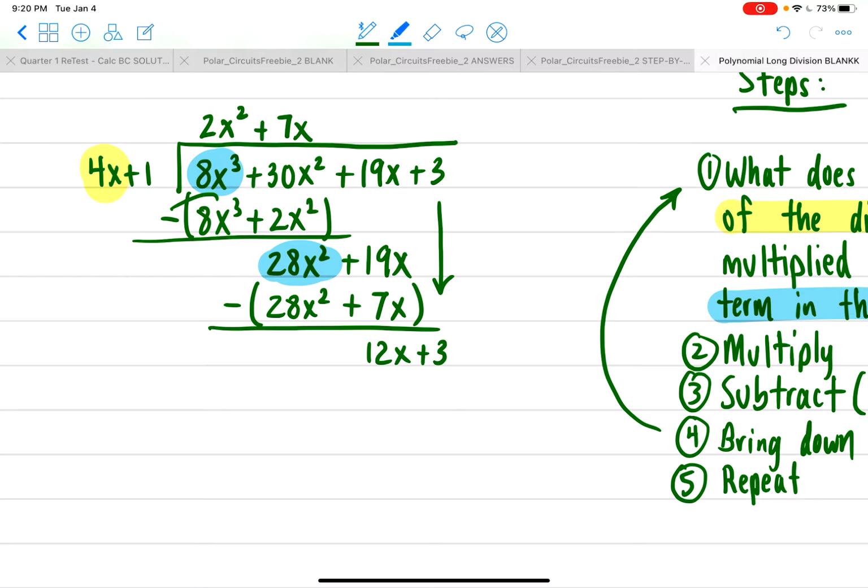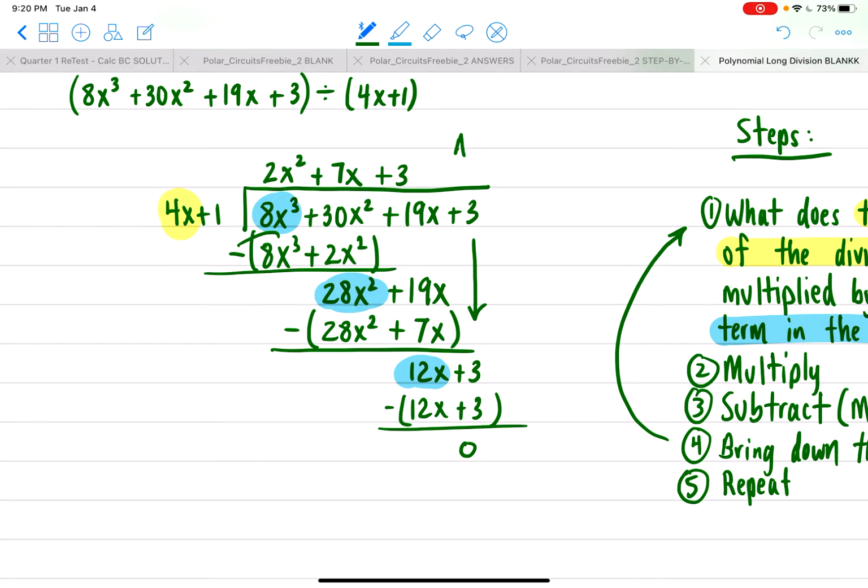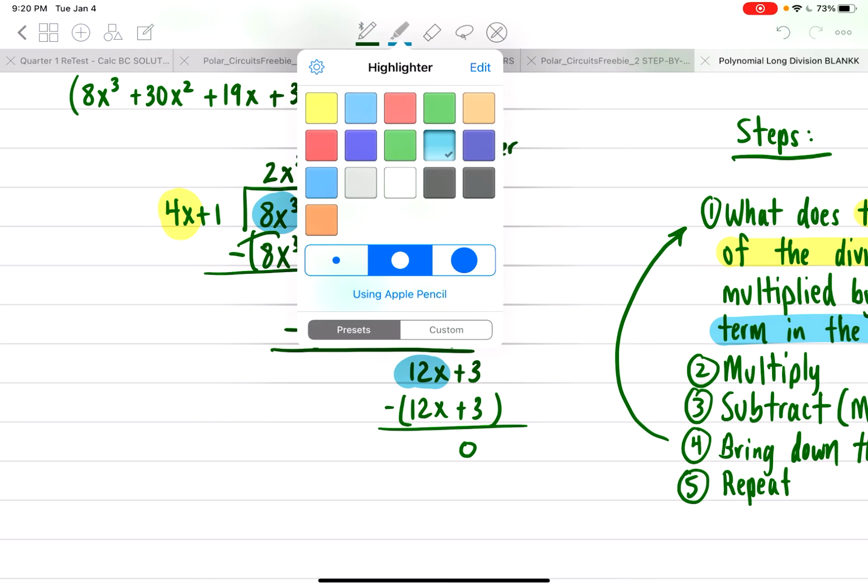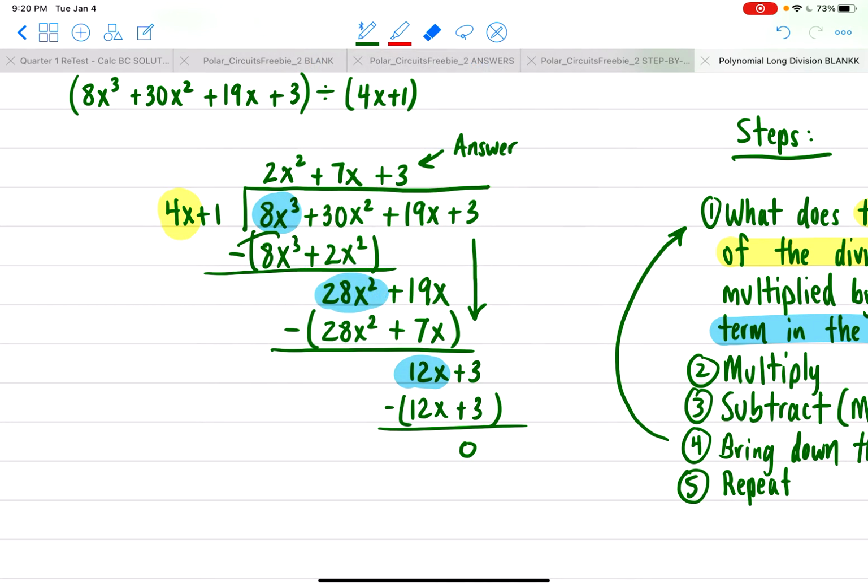And now we repeat the process. How many times does 4x go into 12x? What do I need to multiply 4x by to get 12x? So I have to multiply by 3. So when we do that, we're going to multiply 3 and 4x plus 1. We get 12x plus 3. When we do that, we put that whole thing in parentheses and subtract. We get 0, which is exactly what we wanted. We have a remainder of 0. So this is our answer, and we would say the quotient, technically, right? This is our answer, and I'll do it in red here.